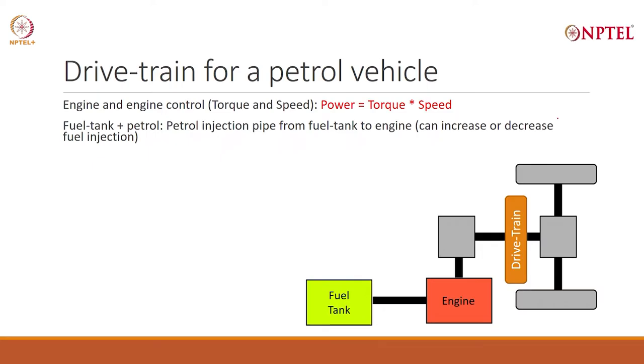Look at this. What you see here is a normal petrol vehicle. There is a drivetrain. There is an engine. So, basically this is a vehicle. It has a drivetrain, and this drivetrain has an engine and a fuel tank. Fuel tank is petrol or diesel, engine is IC engine, and this makes the whole vehicle being driven. This will drive the wheels and the vehicles will move.